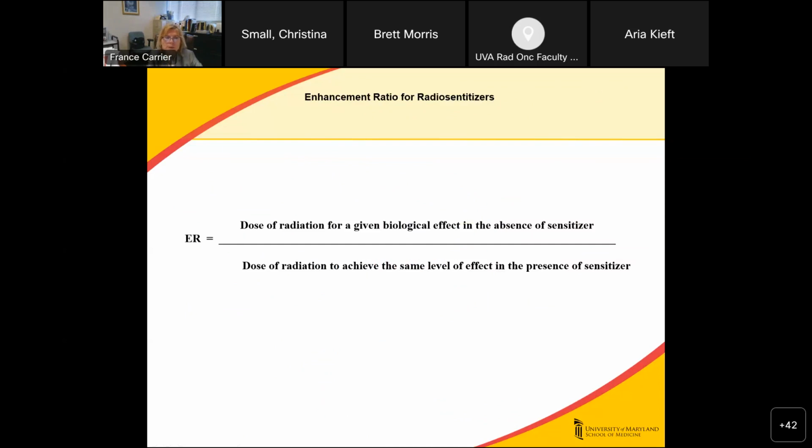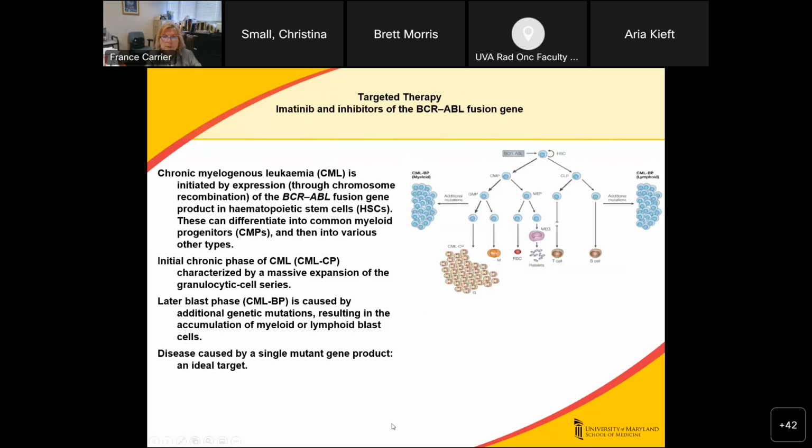So how do we measure the sensitivity or the enhancement ratio of a radiosensitizing drug? We take the dose of radiation for the biological effect in the absence of the sensitizer over the same dose in the presence of the sensitizer. So this is exactly the opposite of what we have for the dose reduction factor, where we were taking the dose in the presence of the protecting factor over the dose in the absence. That makes sense because here we're going to increase the sensitivity, so that dose is going to be smaller. Let's explain if it works.